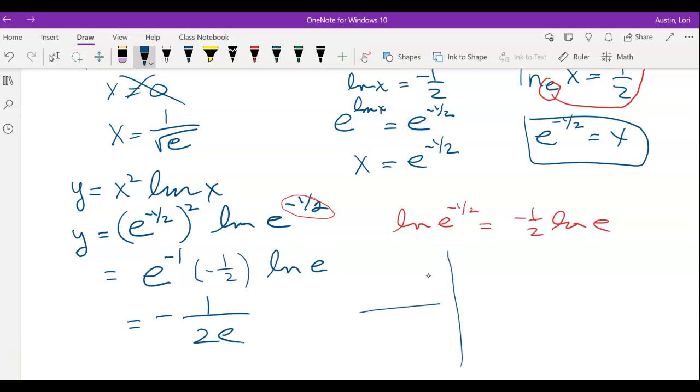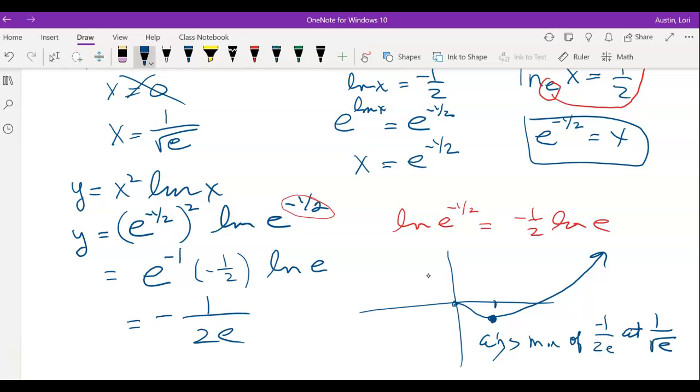So this graph actually goes like this, and there is your local or absolute min. The absolute min is negative 1 over 2e at x equals 1 over the square root of e. So part of this problem was to review some basics with natural logs.